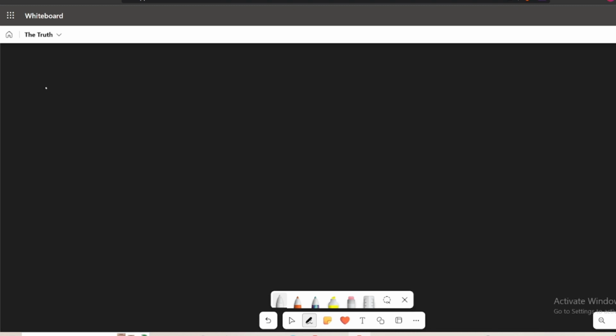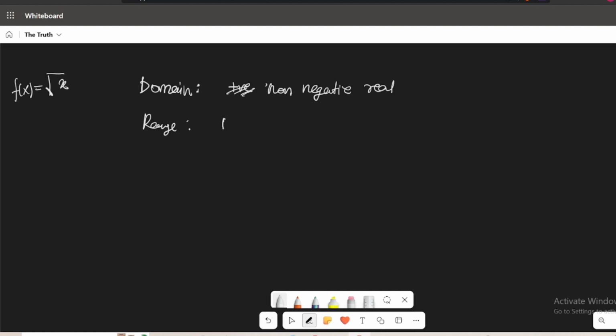Similarly, we have this function, under root of x, f of x. So for this function, domain is positive, basically non-negative real numbers. And range is what? Range is also non-negative real.